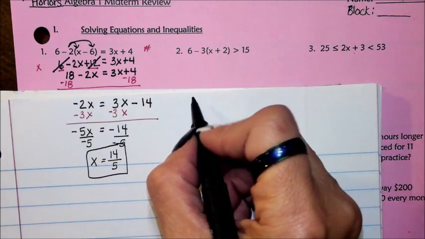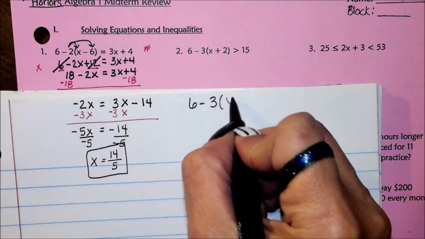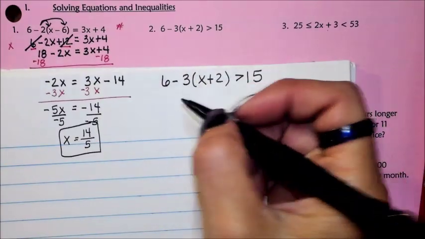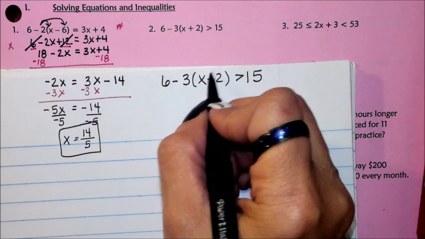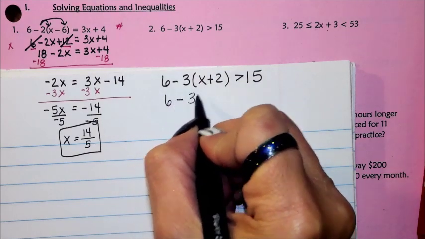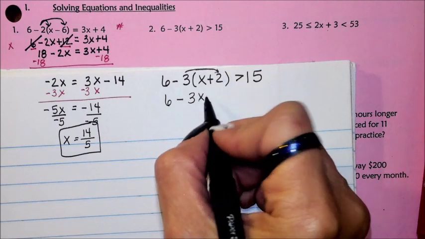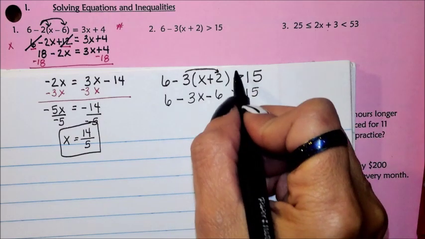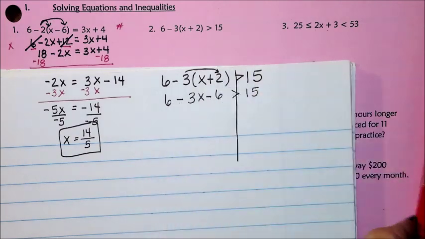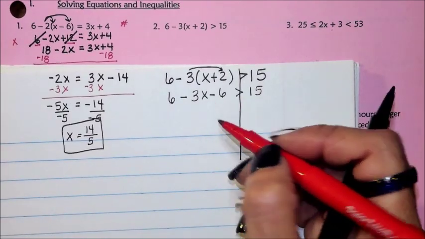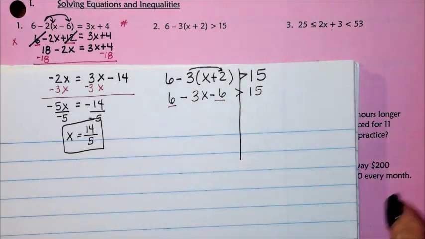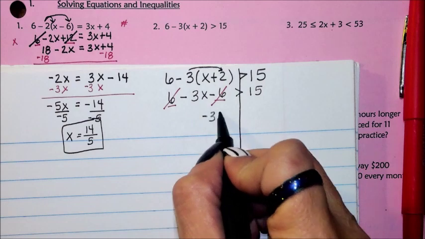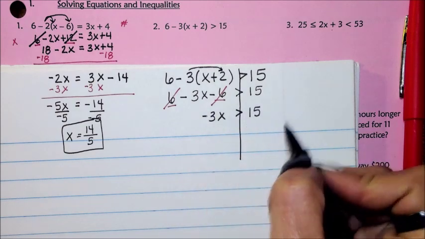Here we go. Okay, this one: 6 minus 3 parentheses x plus 2 greater than 15. Because I write a lot bigger than I left myself room for, so here we go. Distribute: 6 minus 3x, negative 3 times 2 will be negative 6, greater than 15. Remember, we're just going to draw a line. If you have more than two things on a side, there's probably something you can put together. 6 and negative 6. Oh, what happens there? 6 minus 6 is 0. So that's gone. So negative 3x is greater than 15.